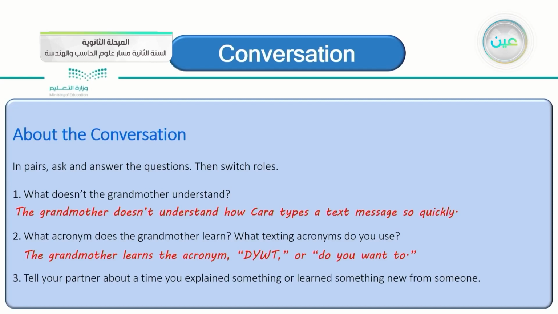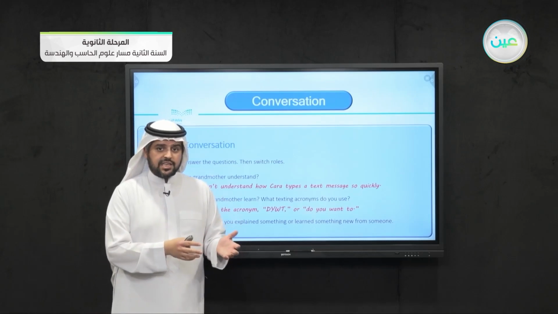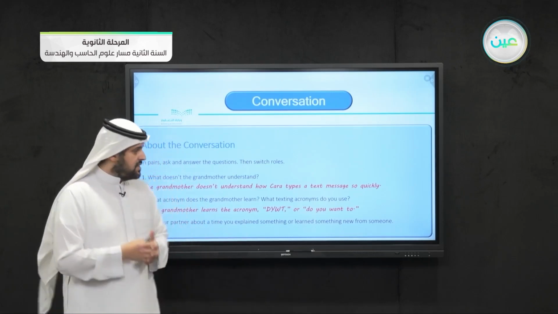So what texting acronyms do you use? This is the third time that I ask the question, because acronyms are used very commonly these days. Do you use acronyms in your English texting? Of course, it's very useful. It saves time for you, and it's cool. DYWT is short for do you want to. Do you write BRB, TYT for take your time, or ASAP for as soon as possible? Of course, this is up to you.